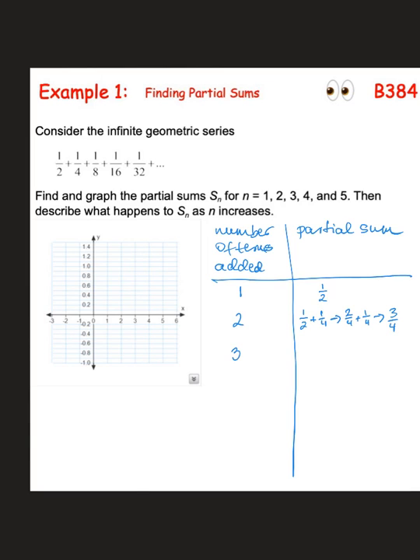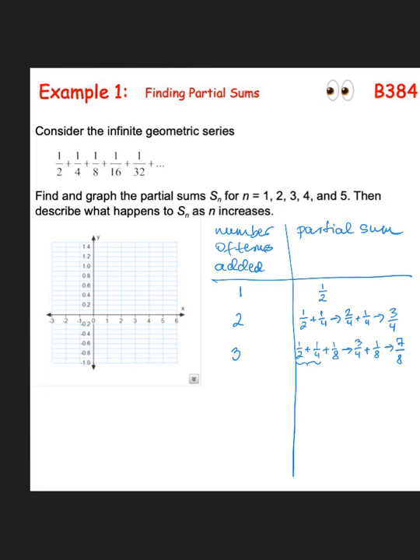If I'm adding up three terms, that's going to be the sum of 1/2 plus 1/4 plus 1/8. And I already know the sum of the first two is 3/4. I'm going to add 1/8 to this. So this is going to be 6/8 plus 1/8, and the answer is going to be 7/8.